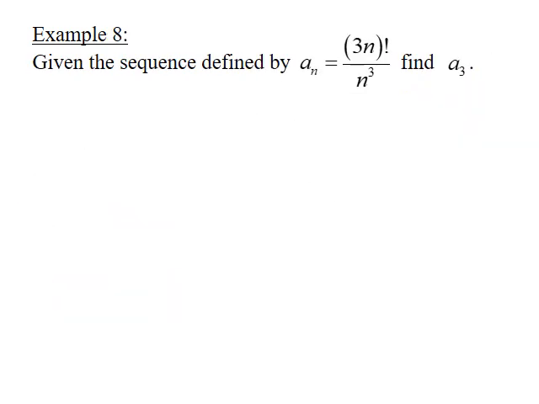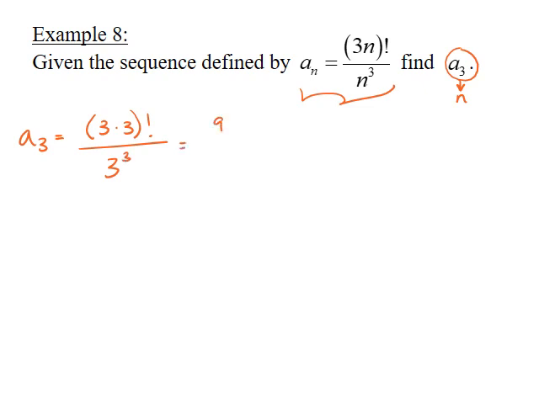Let's see how factorials are used in sequences. So if I want to find the third term of this sequence, anywhere I see n, I replace it with 3. So the third term of this sequence is 3 times 3 factorial divided by 3 cubed. 3 times 3 is 9, so in the numerator I have 9 factorial. 3 cubed is 27. So there is a button in your calculator that's the factorial button, FYI.